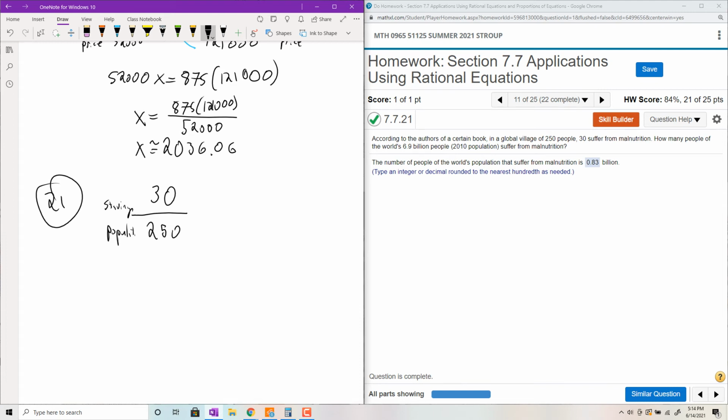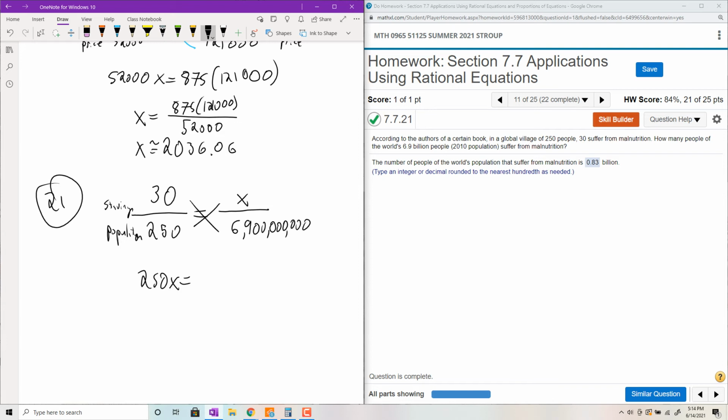They want you to use that sample in order to estimate how many people are suffering on our planet. So we don't know how many people on the planet are suffering, but we do know the population. So we could put 6.9 billion down here, that's 6,900,000,000, with a bunch of zeros like that. Then we can cross multiply, and this is where you're probably going to have a problem with your calculator. So you have 250x equals that huge number. Let's see what the calculator can do.